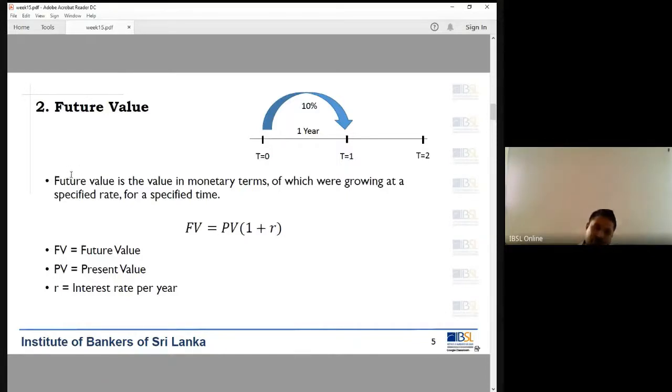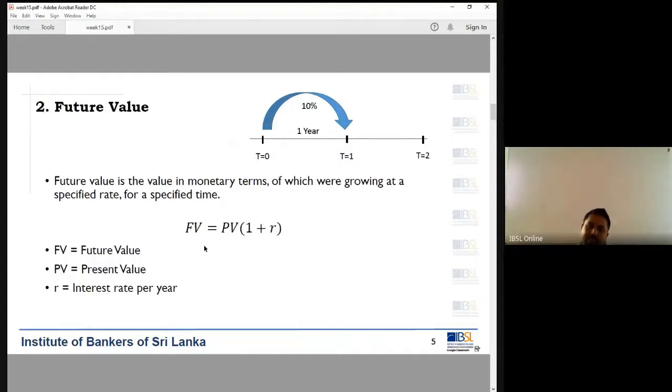So the term future value can be defined as a value in monetary terms which is going to see growth at a specified rate for a specified time period. Now in this example, I say it is 10% for a 1 year time period. Let's say we have a notional value of 100 here. That means after 1 year, we should see a value of 110.